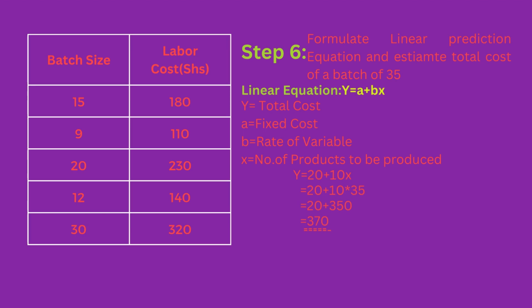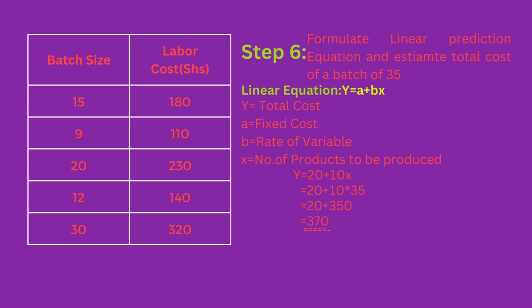So far, we've computed the rate of variable cost and the fixed cost. In step 6, which is our last step, we formulate the linear prediction equation. Let's remember in our example, we were required to formulate the linear prediction equation and estimate total cost of a batch of 35. In our linear equation, y is equal to a plus bx, where y is the total cost, a is the fixed cost, b is the rate of variable, and x is the number of products to be produced or the batch size.